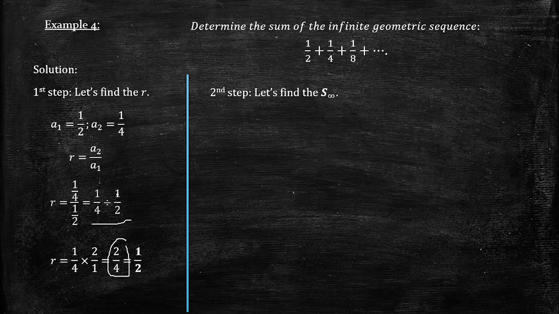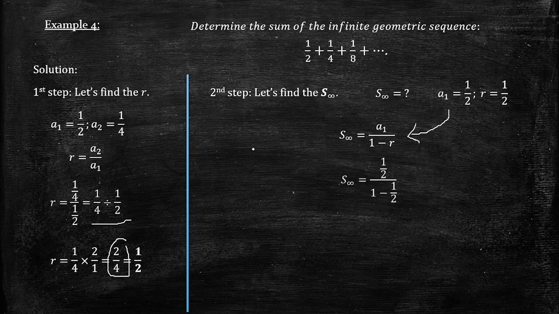The second step now, let's find the sum of the infinite geometric sequence. So, S infinity. To find the S infinity, we need the value of the first term or the A sub 1, which is equal to 1/2, and the common ratio, which is equal to 1/2. Then, copy the formula. S infinity is equal to A sub 1 divided by 1 minus R. Substitute the values. So, S infinity is equal to 1/2 divided by 1 minus 1/2.